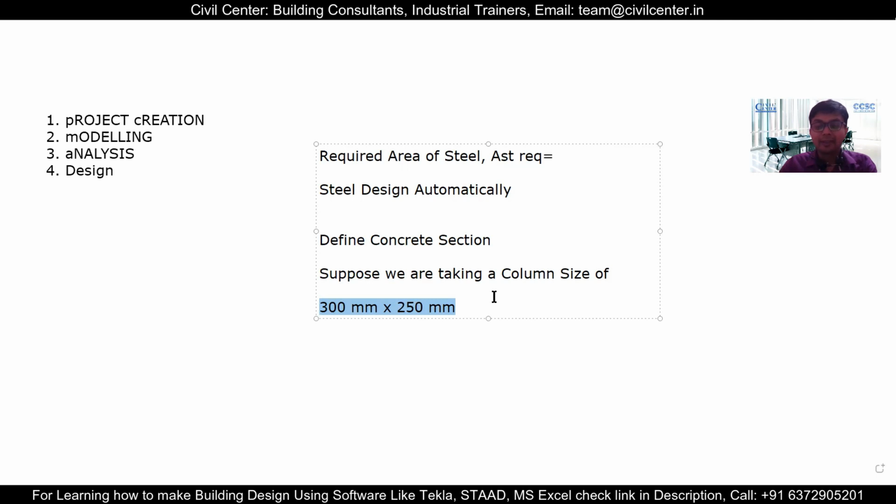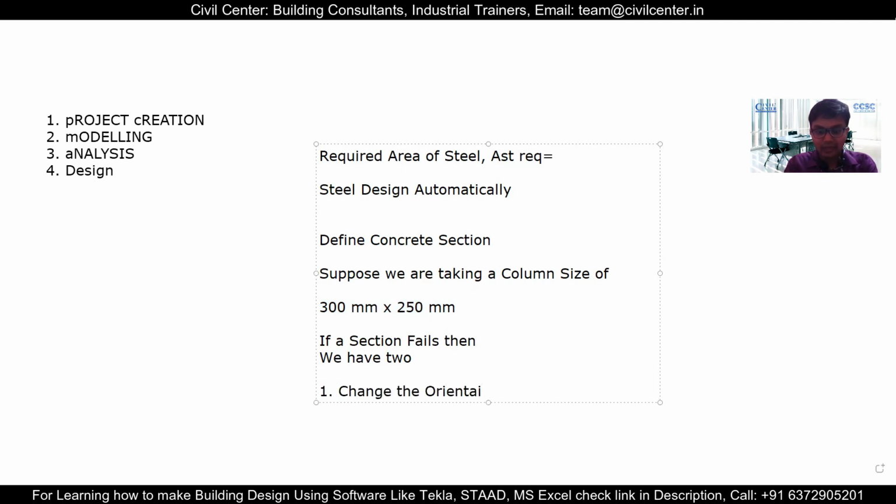If it is failed, then we have to increase the section of the column, or we might have to change the orientation. So if a section fails, we have two options. One is to change the orientation. What do we mean by changing the orientation? Let's understand it with a simple example.